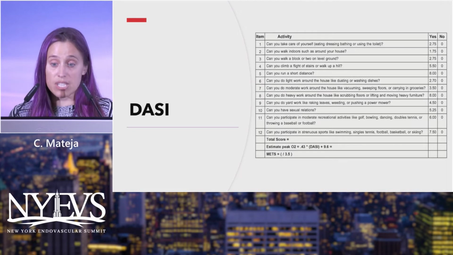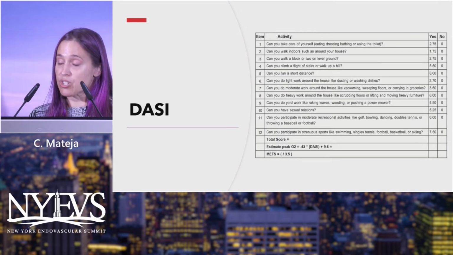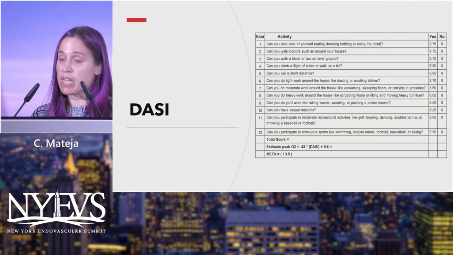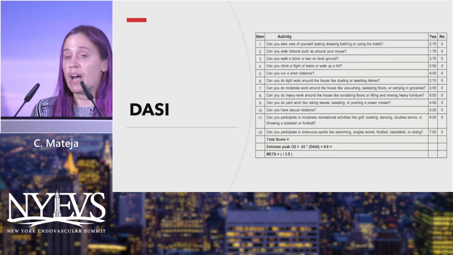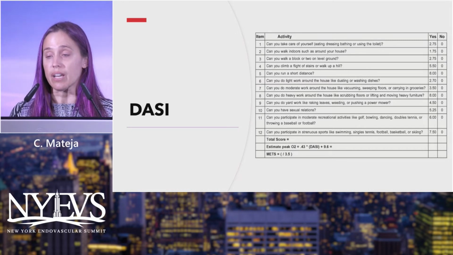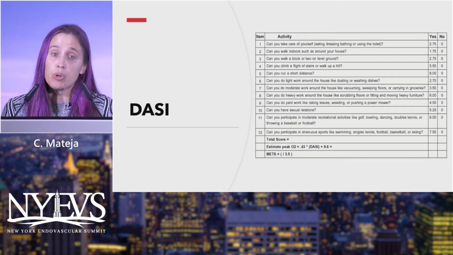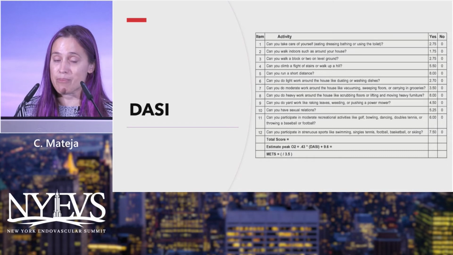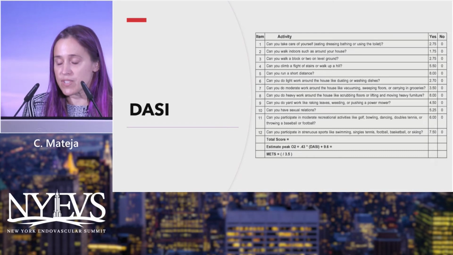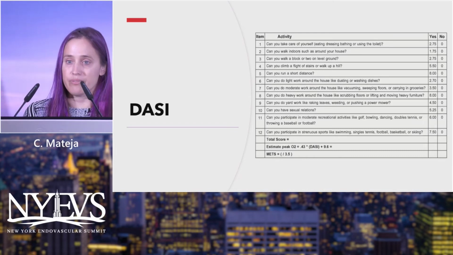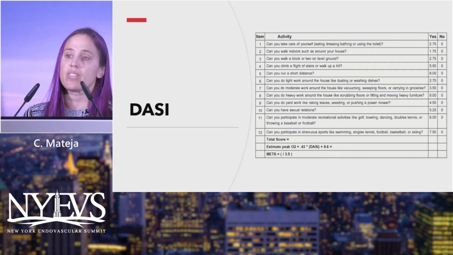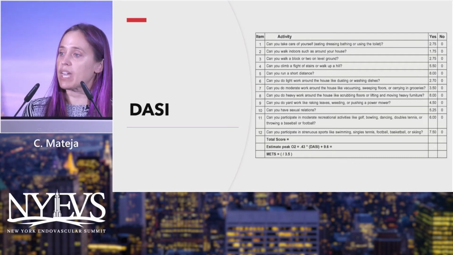Can you have sexual relations? Can you participate in moderate recreational activities, so golf, bowling, dancing, etc., or even strenuous sports such as swimming, tennis, football? I love this particular questionnaire because, especially for you all, some people may have mobility limitations, and that really affects our previous questions. Like they might be able to climb a flight of stairs without becoming short of breath, but they just physically can't do it because they have non-weight-bearing status potentially on one of their limbs, et cetera. Whereas there's plenty of activities here that you don't necessarily need to be fully weight-bearing that you can actually assess, and that would be able to help calculate the METs.